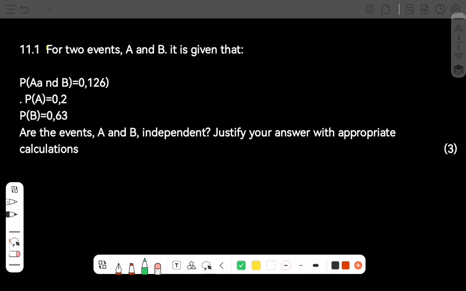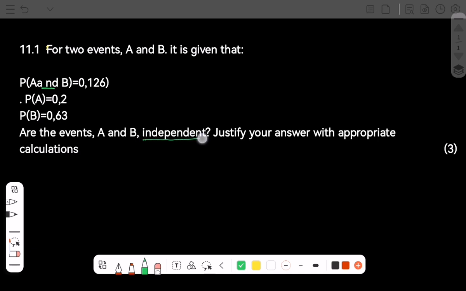11.1. For 2 events A and B, it is given that, just a typing error here, the probability of A and B is equal to 0.126. The probability of A is equal to 0.2, whilst the probability of B equals 0.63. So are the events A and B independent? Justify your answer with appropriate calculations.